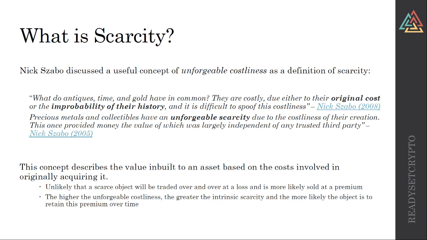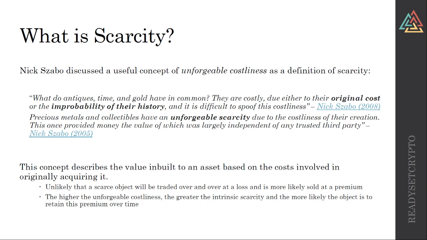It is something that is expensive and difficult to manufacture or produce. It is unlikely that item will continue to be traded at a loss through its existence, otherwise people will just stop producing it. So there's an initial cost, and on top of that, an improbability of their history.